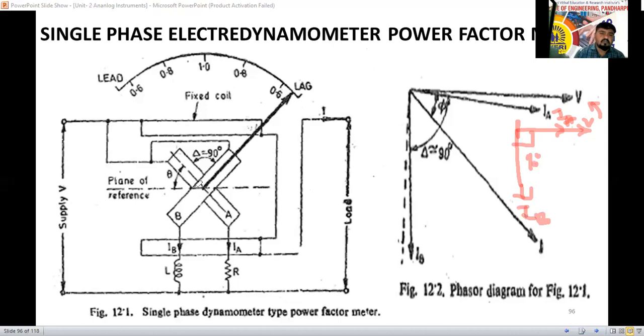So we have drawn the phasor diagram for the current flowing through moving coil A and moving coil B. Next, the total current I flows through the inductive load and resistance load. For the RL circuit, the current lags the voltage by an angle of phi. So I will draw the total current I in the middle of those two. The angle between this voltage and current is called phi. Is it clear how to draw the phasor diagram?